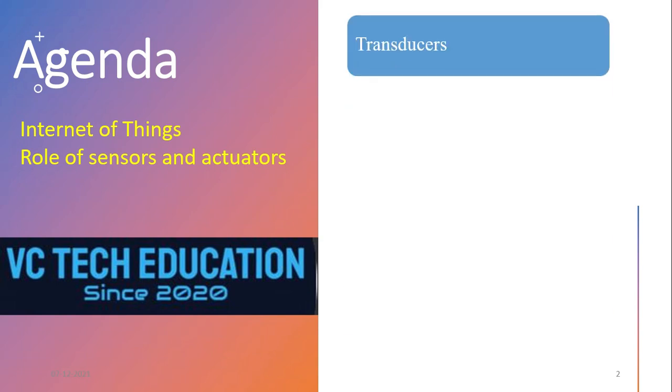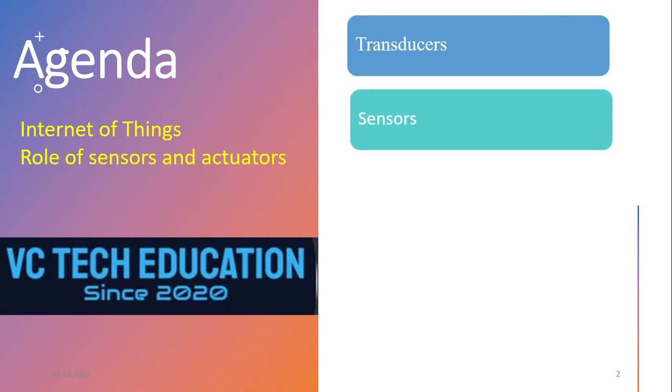A transducer is a device which converts one form of energy into another form. Next, regarding sensors, a sensor is a device that detects and responds to some type of input from the physical environment. The specific input could be light, heat, motion, moisture, pressure, and any one of the environmental phenomena.